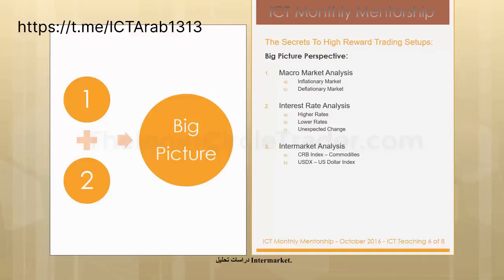The next area of study is inter-market analysis. And that's going to come by way of the CRB index, where we're focusing primarily on the commodity market. And we're looking at the relationship between the commodities and the US dollar index. You're going to see many times the markets between commodities and the dollar index are inversely related. In other words, if the dollar index is going up, usually commodity prices are going down. And when commodity prices are going up, usually the dollar is going higher, and vice versa.